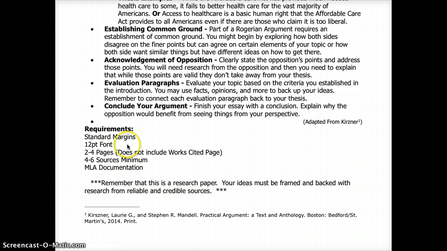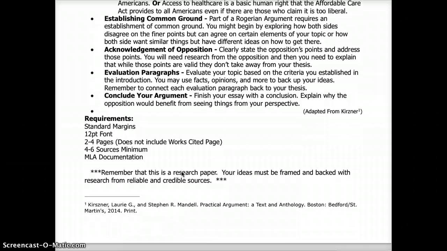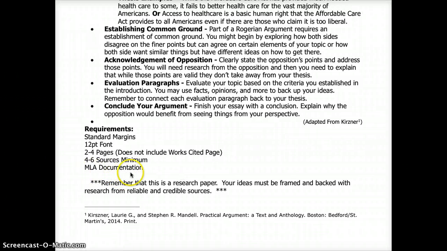It is 12-point font, standard margins all the way around, 2 to 4 pages, and that doesn't include your works cited page. And you'll have to have 4 to 6 sources as a minimum and proper MLA documentation. The penalty for MLA documentation not being appropriate this week is going to be harsher than it was last week. As we move forward, I expect you to be able to correct the errors that you have made in the past. If you have any questions, comments, or concerns, please feel free to email me, and good luck.